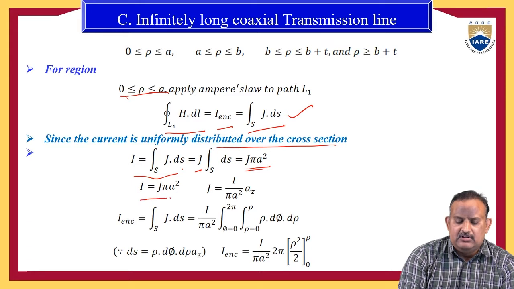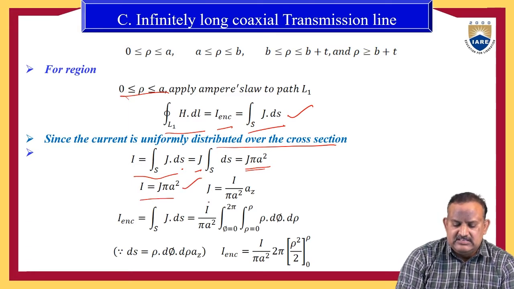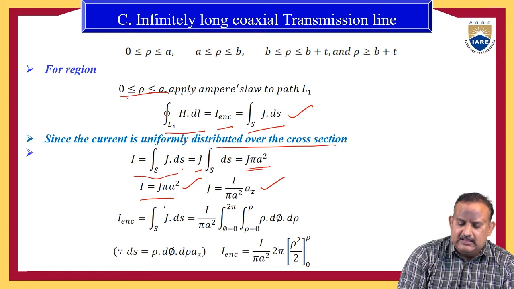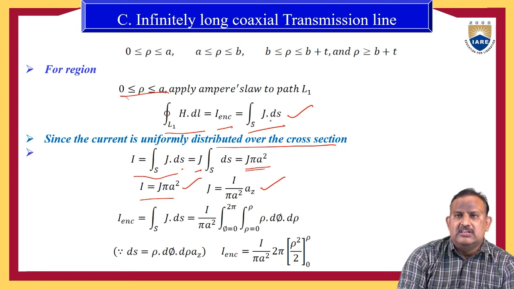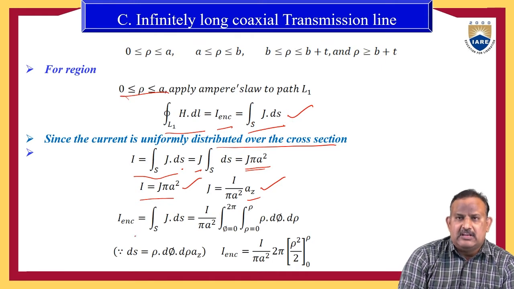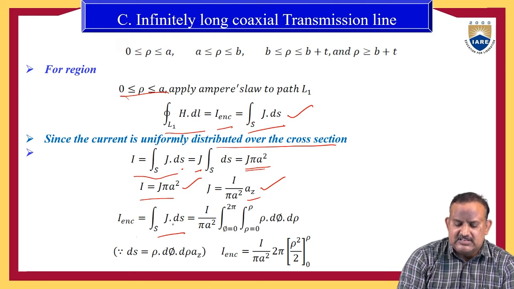We know that the current I is equal to J into pi a square, and the current density J is equal to I by pi a square into Az. Next, substitute the current density in this equation. So if we substitute the current density in the above equation, the current enclosed is equal to the surface integral of J into ds, which is equal to I by pi a square. In place of J, I am substituting I by pi a square.